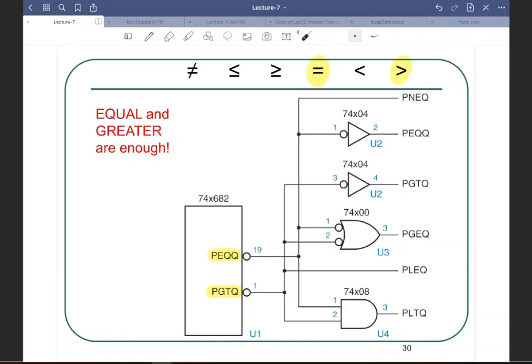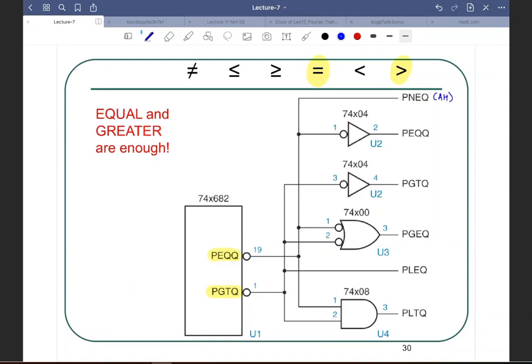If you look at P not equal to Q, how do you know whether P is not equal to Q? Well, it is simply the complement of P equal to Q. So you just take a look at this. We have connected it directly to P equal to Q. But because this is an active low output, P not equal to Q becomes an active high output, simply. That's it. But they are the same wire.